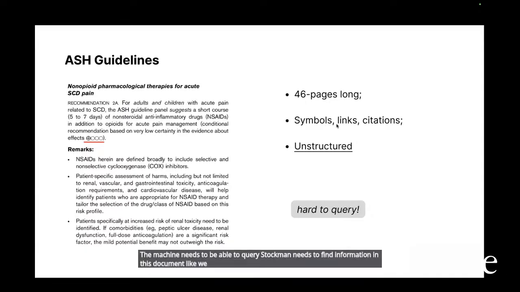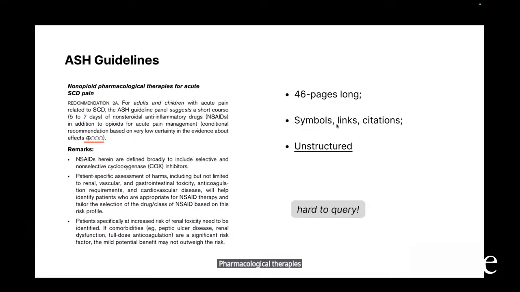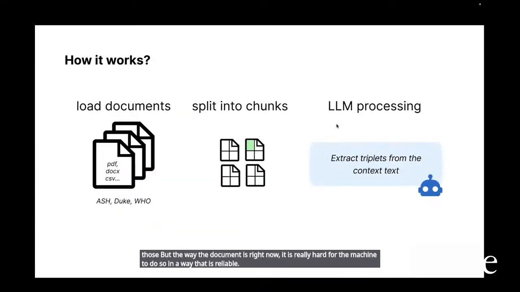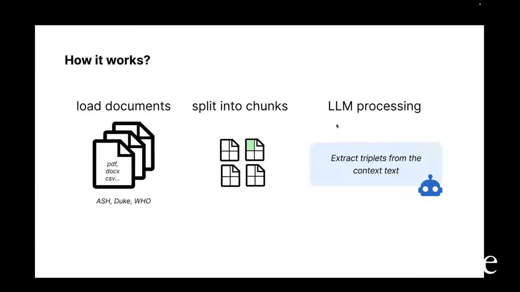Like if I wanted to find what are possible pharmacological therapies, I would hit Control F or Command F in my PDF, and I would type pharmacological therapies, and I will try to browse the document, searching for those. But the way the document is right now, it is really hard for the machine to do so in a way that is reliable.